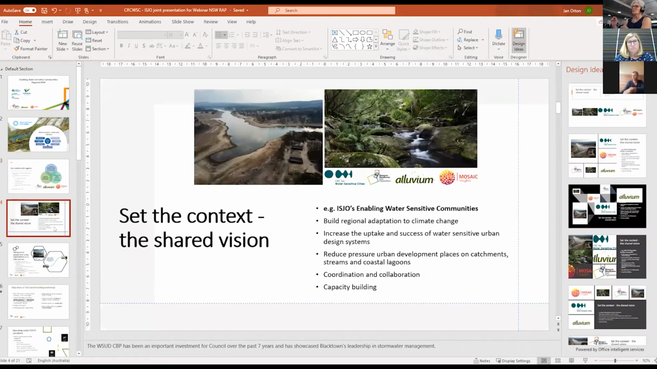So the really important thing that we found, particularly with this region, was that they had already set a vision, and that was that they wanted to enable water sensitive communities. So they wanted to build regional adaptation to climate change, increase the uptake and success of water sensitive urban design systems, reduce the pressure on urban development places and on catchment streams and coastal lagoons, and coordination and collaboration was a big focus, but particularly building the capacity.